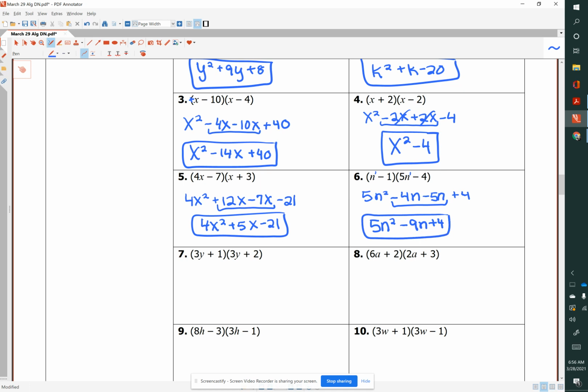Number 7, 3y times 3y is 9y squared. 3y times positive 2 is 6y. 3y times 1, we have a positive 3y, and 2 times 1 is a positive 2. We have like terms in the middle. That gives us 9y squared, this is a positive, plus 9y plus 2.